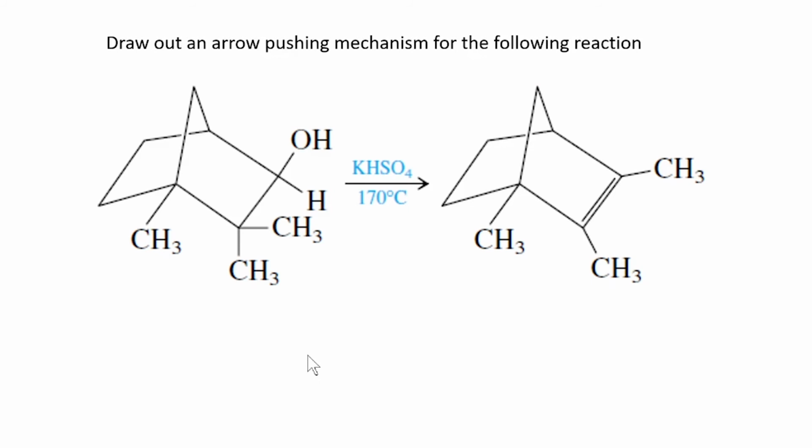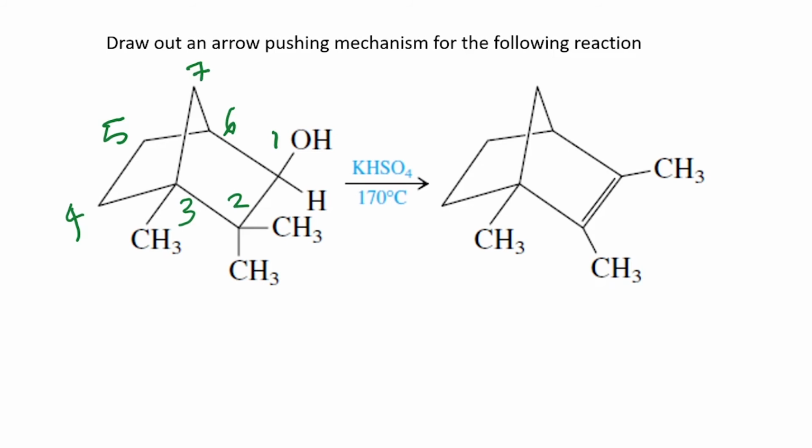This is somewhat similar to the other question that we looked at, and so it would be much easier for us to work on this question. The question here is, draw an arrow pushing mechanism. Again, I would urge all of you to develop a method of numbering. So let's call this 1, 2, 3, 4, 5, and this would be 6 and this would be 7.